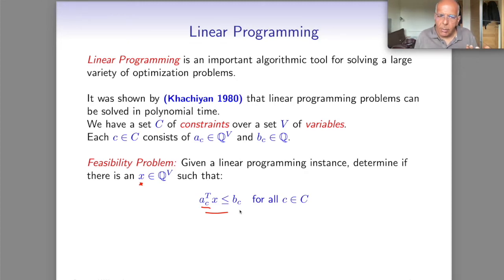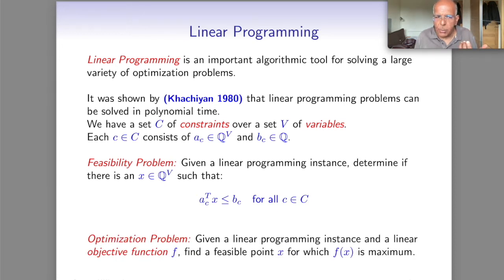More generally, we usually are looking at optimization problems, and there, in addition to the constraints, we're also given an objective function, which is again a linear function, so it's given by a vector of coefficients. The problem then is to find a feasible point. A feasible point means exactly this, a vector satisfying all the constraints. But you want to find one at which the objective function is maximized. That's what we call the optimization problem. So that's what linear programming is for us.